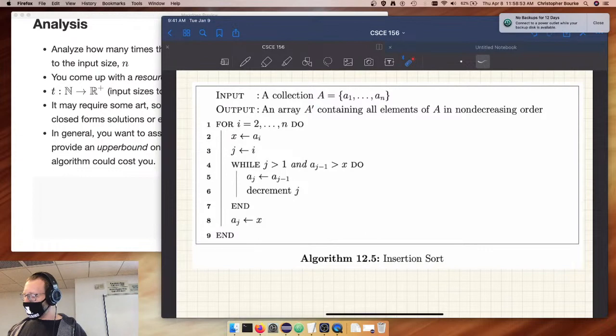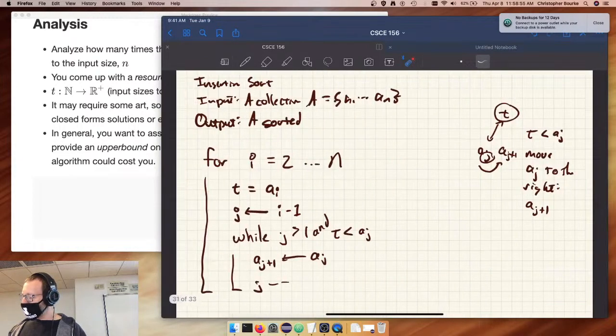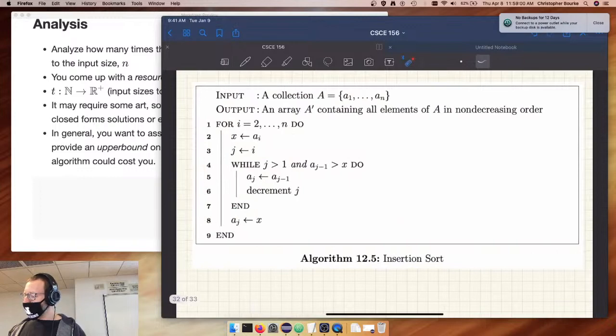And then I start at j is i. Yep. I started at i minus 1. That's because I put j minus 1 into j and then decrement j. I'm just off by 1. Right. It both.